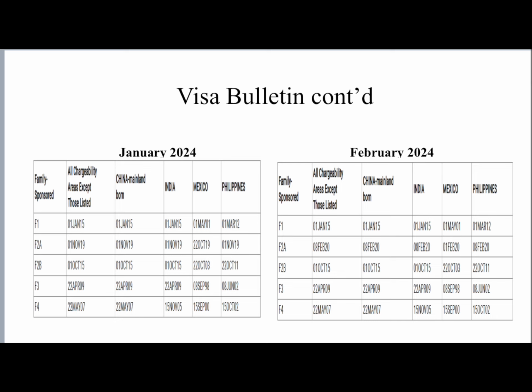So for example, let's say you're in F1 and you have a priority date of March 2nd, 2014. March 2nd, 2014 comes before the 1st of January 2015. So that means you are current and you need only be documentarily qualified, and you could be receiving your letter anytime.